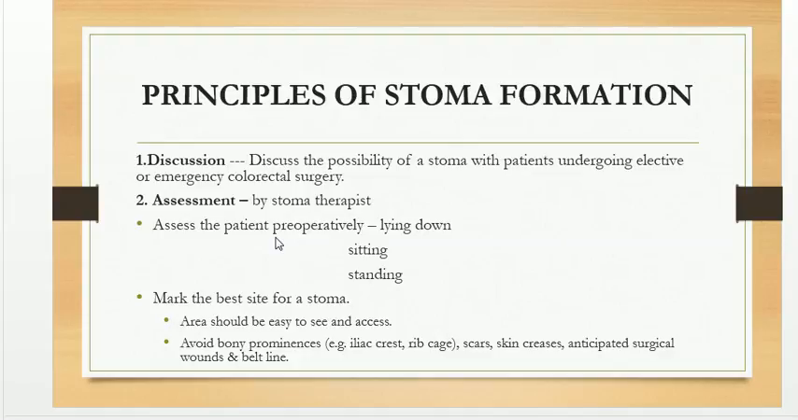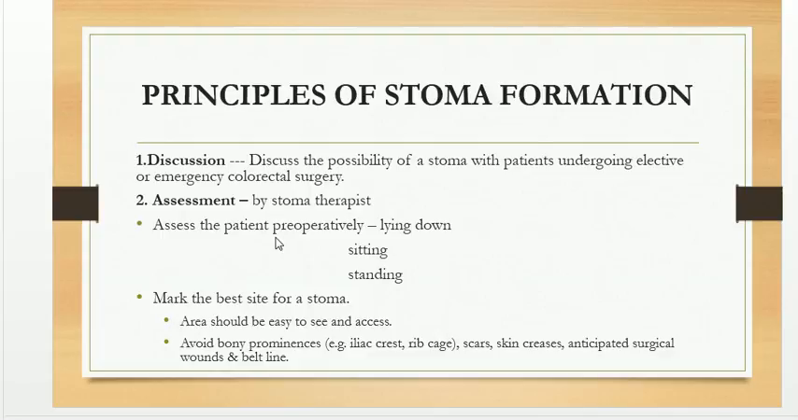What is important in this part of the discussion is that all patients are assessed before we form a stoma, especially in elective surgery. We discuss with the patient the siting of the stoma. We select the site where we have to form the stoma. The patient is assessed preoperatively while lying down, in a sitting position, and in a standing position. Then we mark the best site for a stoma, and the area should be easy to see and access.